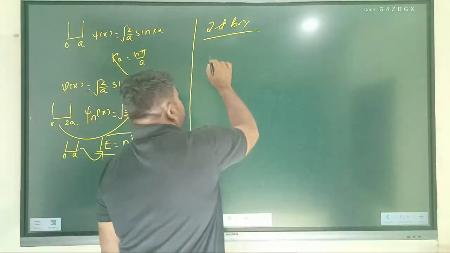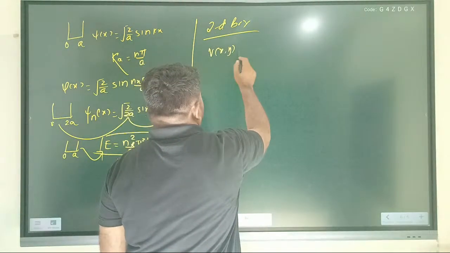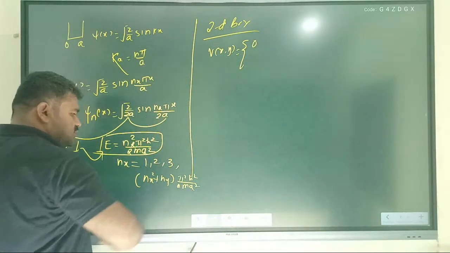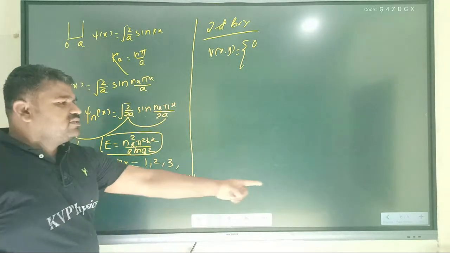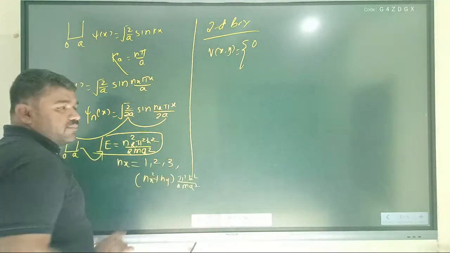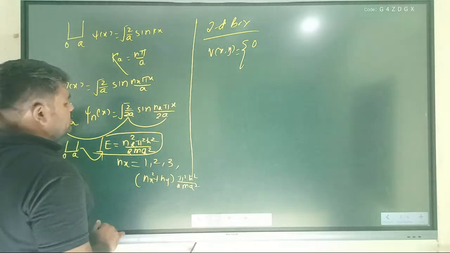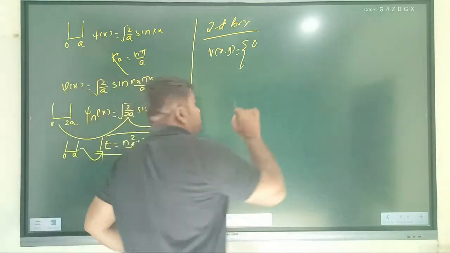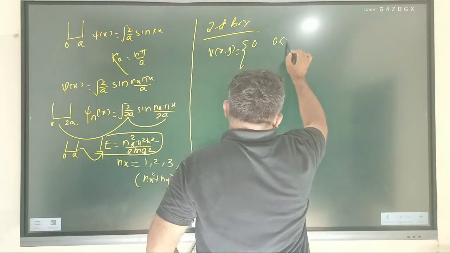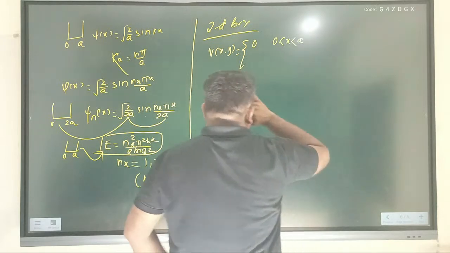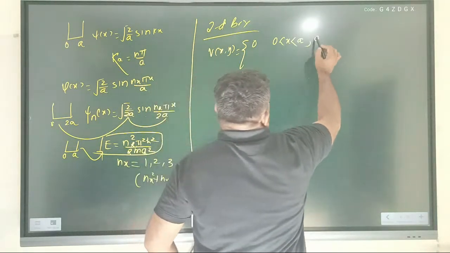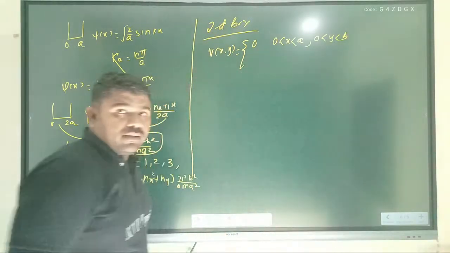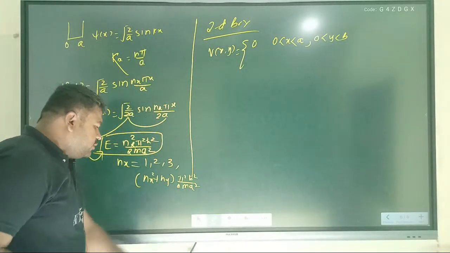Clear? What is the potential here? V of x, y is equal to 0. Suppose this box is along the x direction and along the y direction. The potential is 0 from this point to this point. Where to where? 0 is less than x is less than a, suppose the width along the x direction is a, and the width along the y direction is b, 0 is less than y is less than b. Clear? And the potential is infinite other than this region.